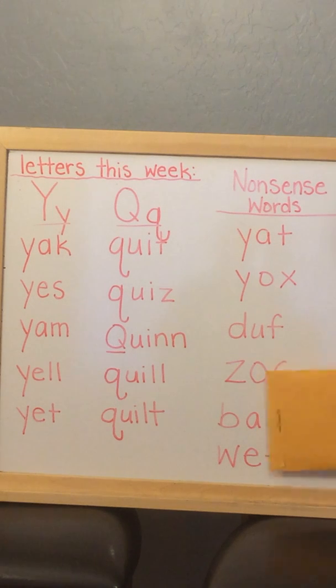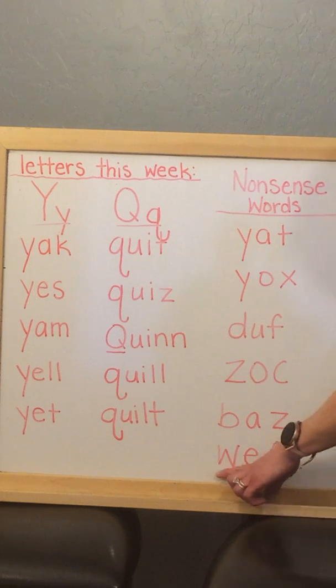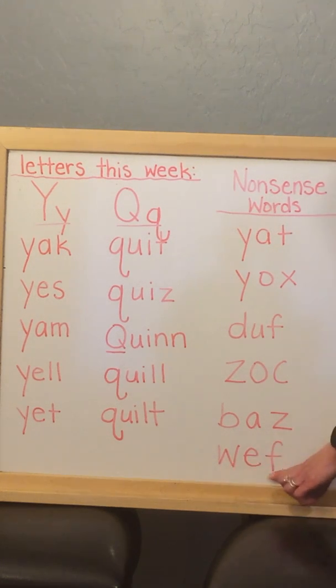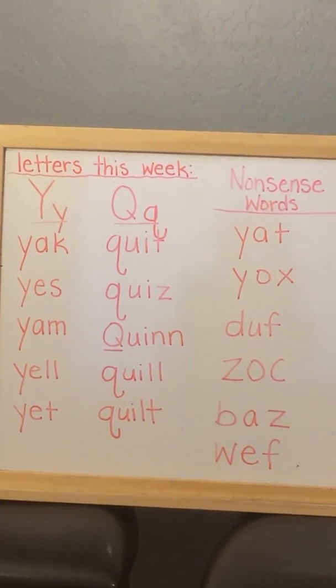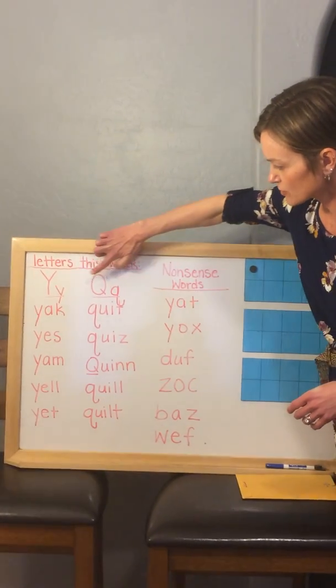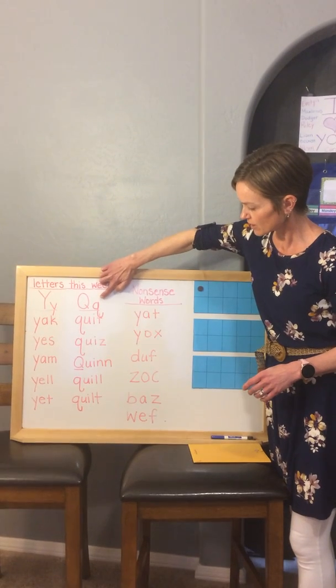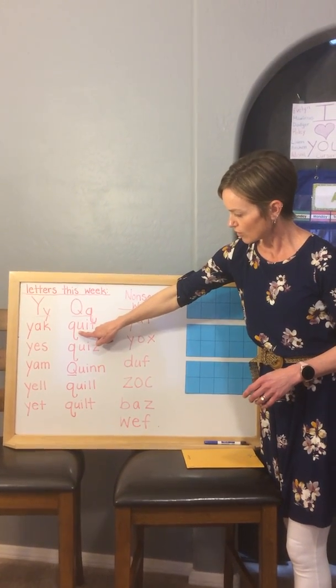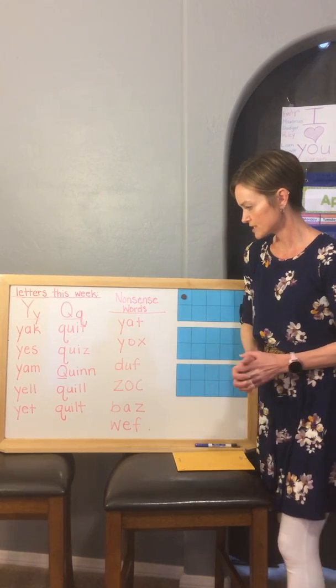wef. I know when we look at that, you probably wanted to say we, because that is a sight word that we have. But when we're sounding out our words here, E isn't going to say E, it's going to say eh. Wef. So that is our blending lesson for this week. I hope you take some time to practice writing the capital Y and lowercase y, the capital Q and lowercase q. And remember that Q always has his buddy U with him to make that qu sound.